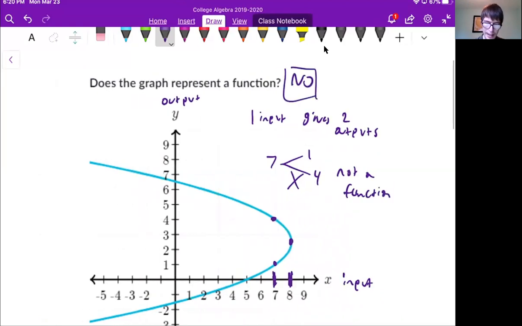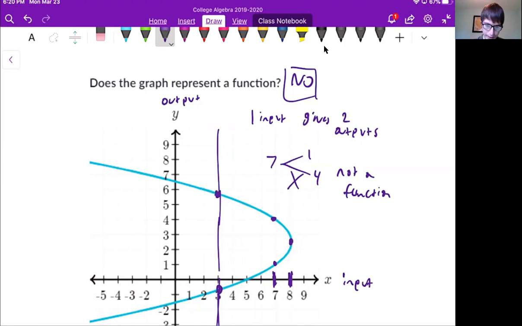Another way to think about this, and a faster way to do this, is something called the vertical line test. If I draw a vertical line all the way through the graph, and if that vertical line ever touches 2 points at once, then it is not a function. In this case, I drew a vertical line at x equals 3, and I hit a point here and a point down here, which means it can't be a function.